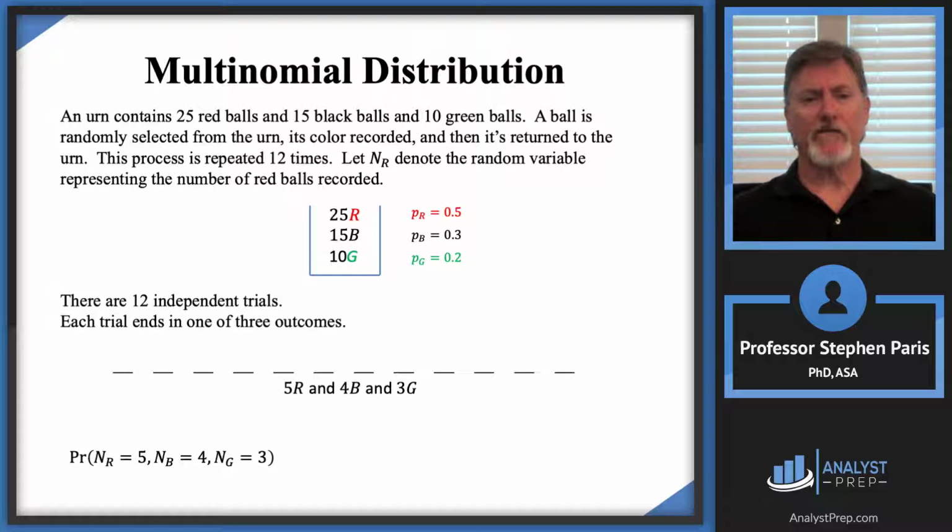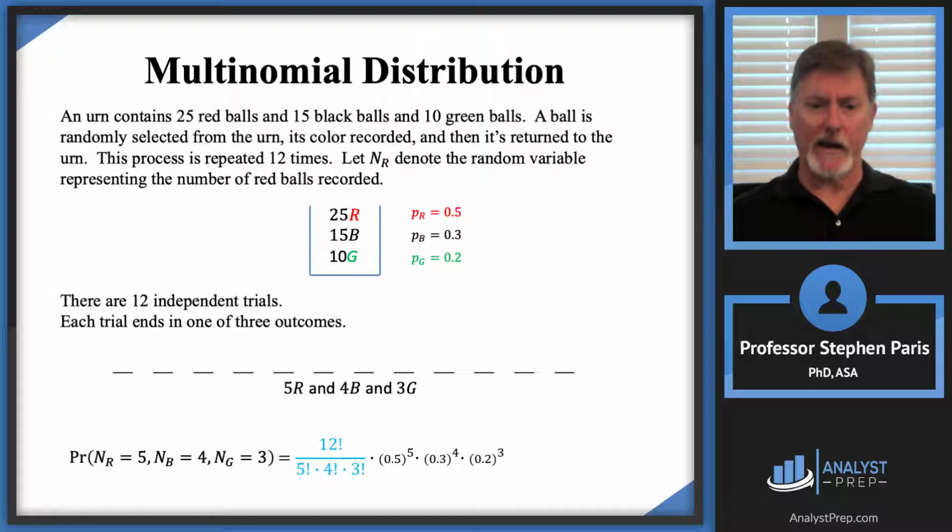And so since you have in those 12 slots 5 reds, each red comes with a probability of 0.5. So you're going to have 5 factors of 0.5, 4 factors of 0.3, and then 3 factors of 0.2. And so your probability becomes this, where what I have highlighted in blue are the number of distinguishable permutations of rearranging those R's, B's, and G's in the 12 slots.